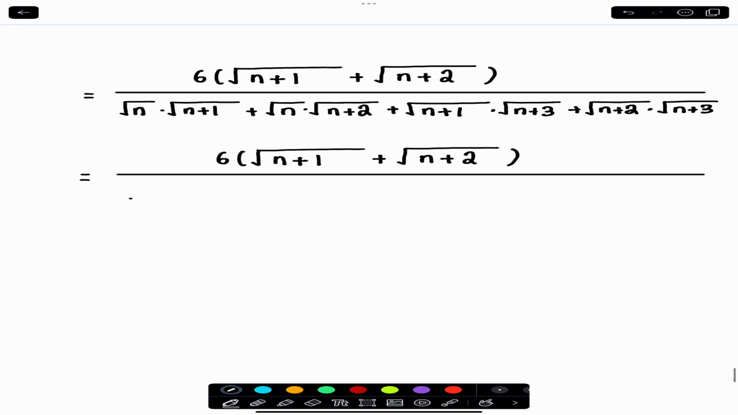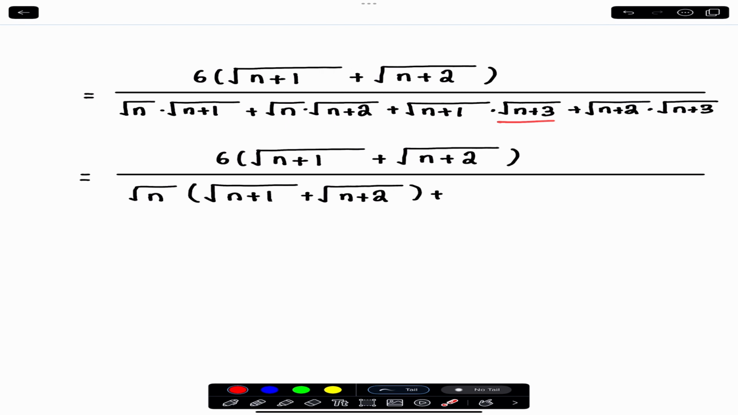Now we can pull out the square root of n from the first two terms, and what we're left with on the inside is square root of n plus 1 plus the square root of n plus 2. Let's also pull out, from the last two terms, a common factor of root n plus 3.